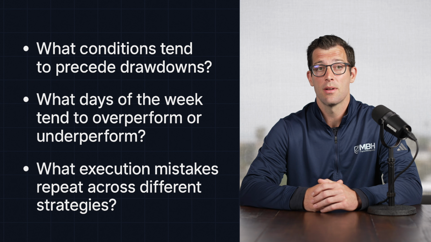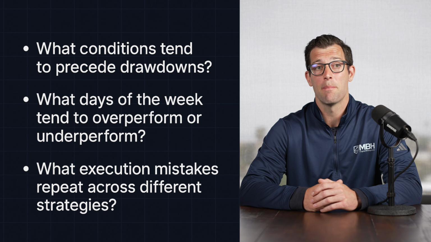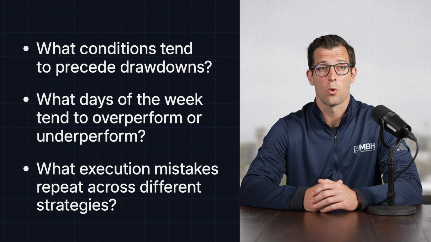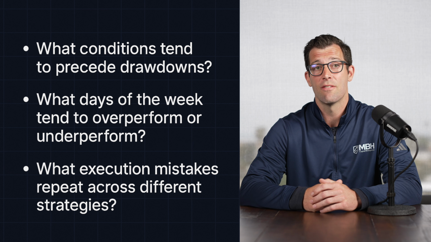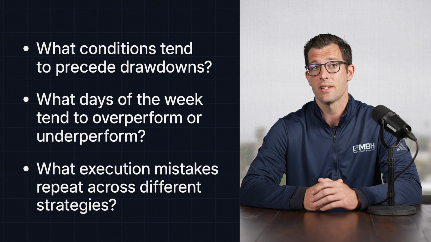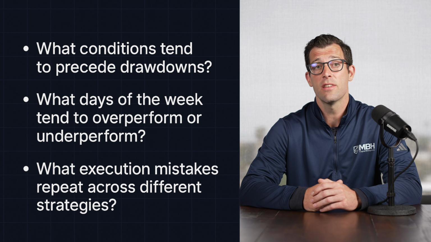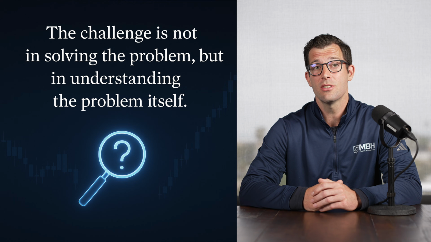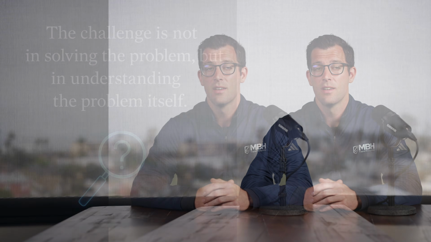But here's the trap. It's the systematic bias. These are the mental shortcuts and assumptions we bring into our testing, things like overfitting to recent data, cherry-picking trades, or ignoring adverse correlations because we're emotionally attached to the outcomes. I love this quote from the book. The challenge is not in solving the problem, but in understanding the problem itself. And many traders never understand the problem because they never questioned the bias baked into their system already.